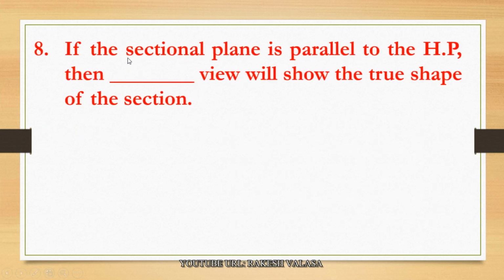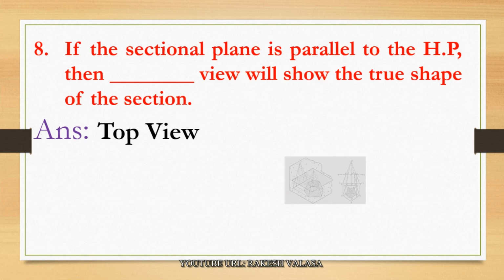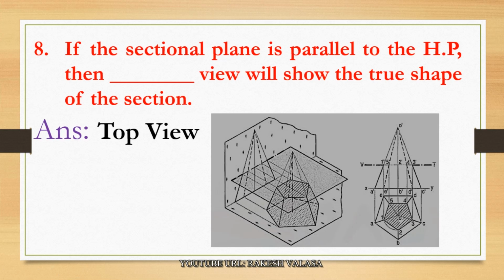Question number 8. If the sectional plane is parallel to the HP, then the dash view will show the true shape of the section. The answer is top view. I have already explained the previous questions. You can see this image. Here also I have taken a pentagonal pyramid. If the section plane is parallel to HP, in this case the top view will show the true shape of the section. See here. The section plane appears only in the top view. In the front view, it appears like a line VT.